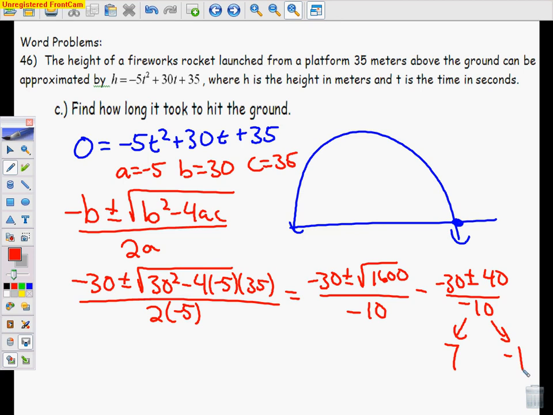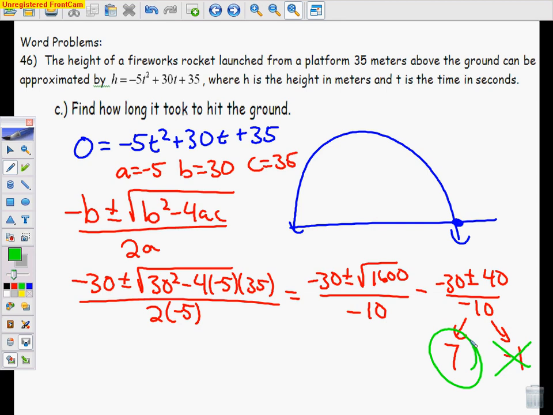All right, now, those are the solutions, 7 seconds and -1 seconds. Now, which one of those does not make sense? Well, -1 doesn't. That's erroneous. You can't shoot a rocket and have it land -1 second in the past. So not yet, at least. So here we know that this will hit the ground in 7 seconds.